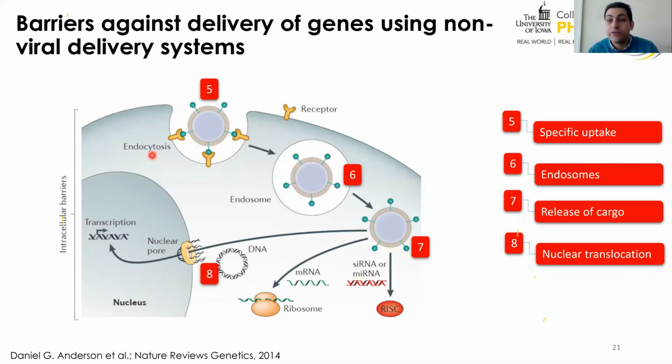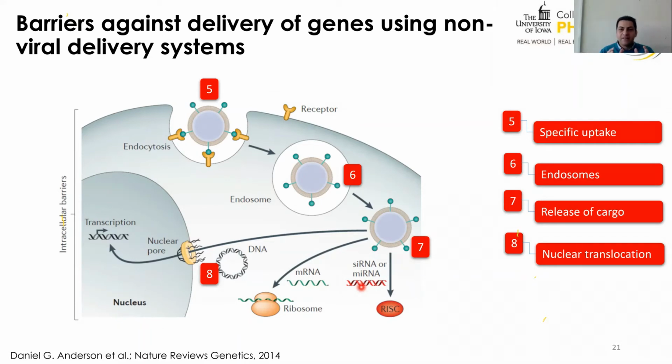And finally, what's called nuclear translocation. This is specific for the plasmid DNA, because for a plasmid DNA to work, it has to reach the nucleus, it has to cross the nuclear membrane, and then it has to go to the nucleus so it can undergo transcription and translation. However, messenger RNA or siRNA work in the cytoplasm. So when you use a plasmid DNA, you have to keep in mind that you have to make sure that your plasmid can eventually reach the nucleus.